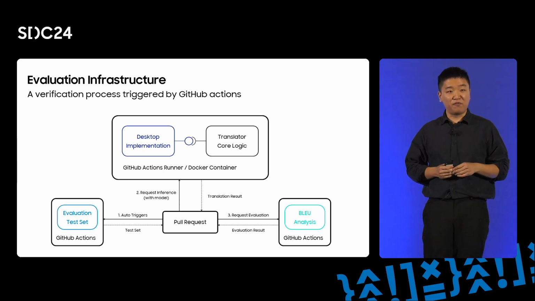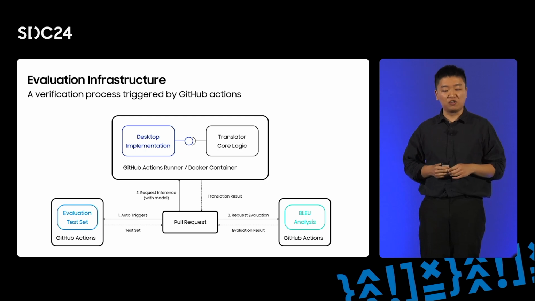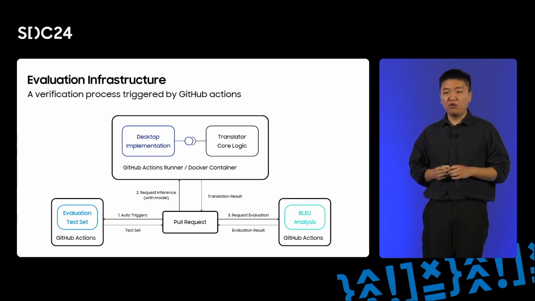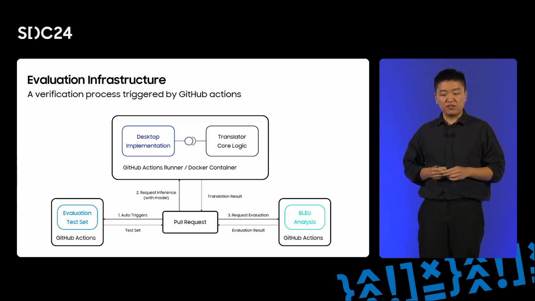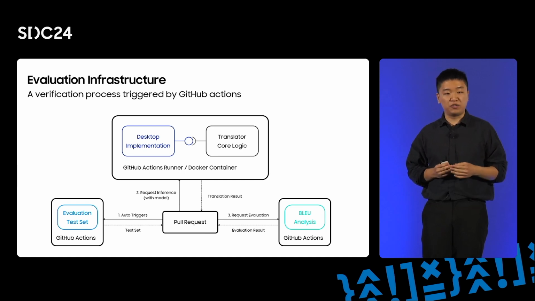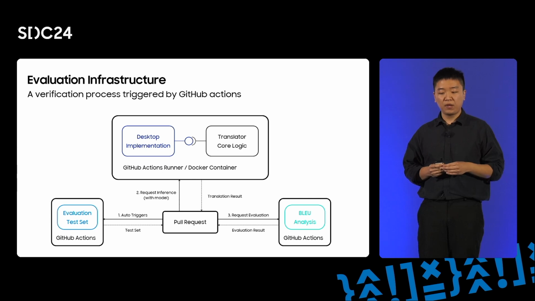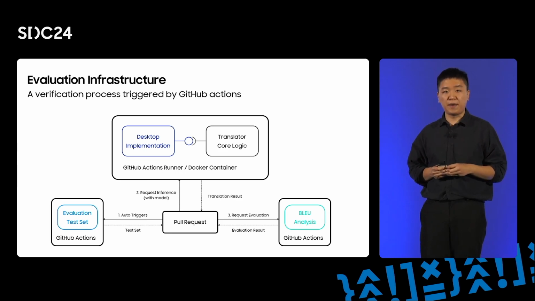Here is the application of the desktop implementation to our evaluation process. We first packed it with a Docker container so that it can work with GitHub Action more easily. As for the flow of our evaluation, we can see from the slides that the flow is triggered automatically when the pull request for an updated model is created. It will download the evaluation test set from another GitHub action and run the translation inference on the Docker container. With the inference result, it will run a quantitative assessment on another GitHub action and return the result back to the pull request.